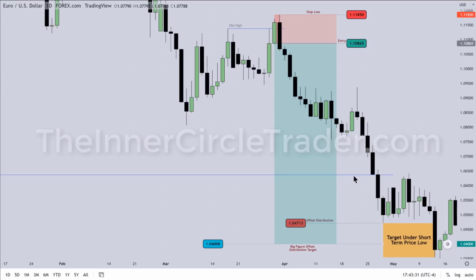Euro starts April, creates that one more little higher high, then drops, takes out the old monthly low. You can take a partial there. You can take a partial as it's running down in here, and then as it creates that short-term low, you anticipate that run right below that. So what's below that? 1.04 big figure. So we could target that big figure, which would be offset distribution, likely to draw to the 1.04 level anyway.